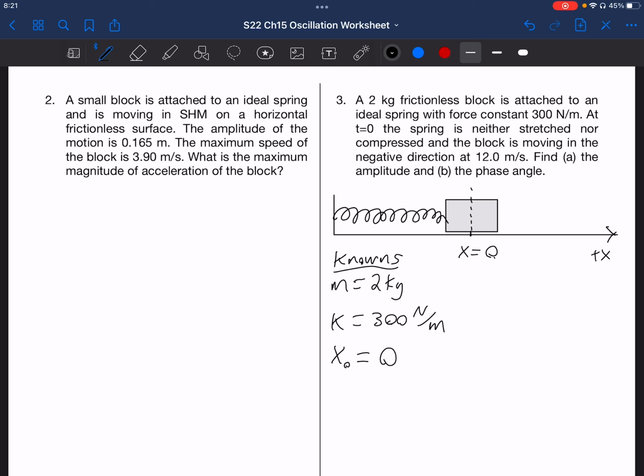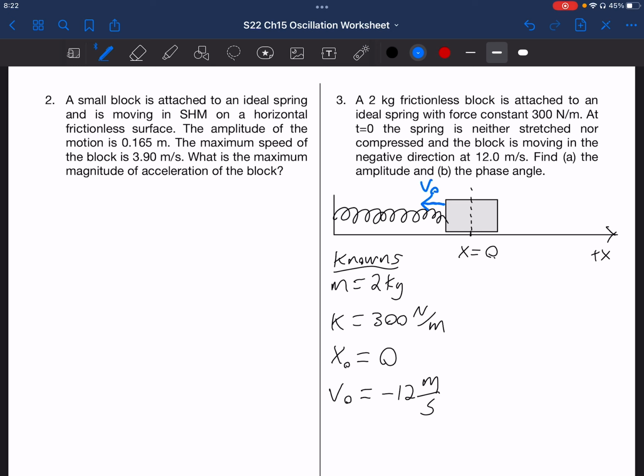So our initial position is at x equals 0, and at that moment we're also moving in the negative direction at 12 meters per second. So our velocity at time equals 0 is equal to negative 12 meters per second. So this is a picture of the initial state, but at the initial moment we are moving in this direction with some initial speed.